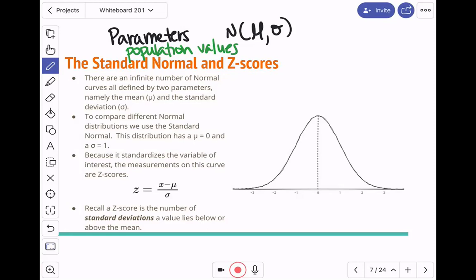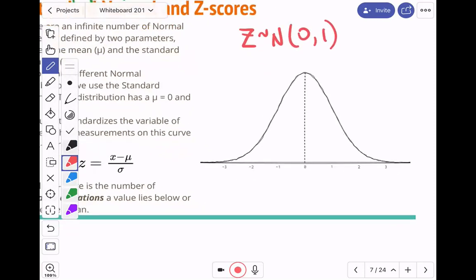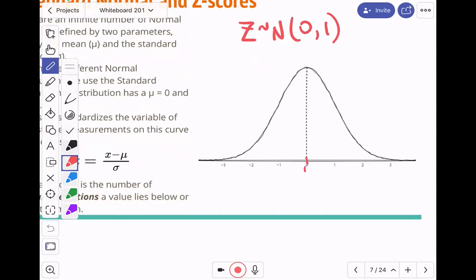All right. And in the average normal, we use the variable z. And this is where we get z-scores from. We say that z follows a normal distribution. Every z curve has a mean of 0 and a standard deviation of 1. So if you look here, this curve is sitting at 0. And then the standard deviations are 1, 2, 3, -1, -2, -3.